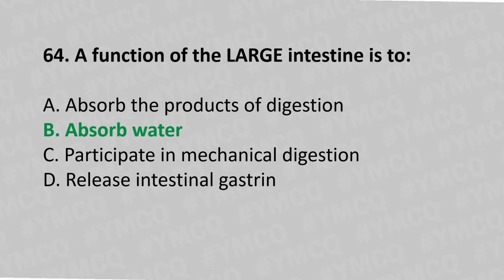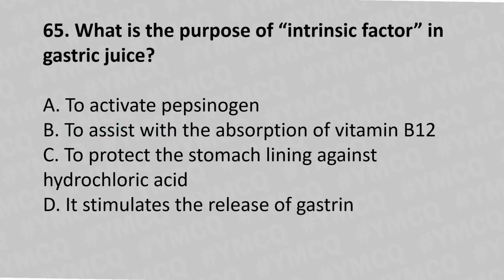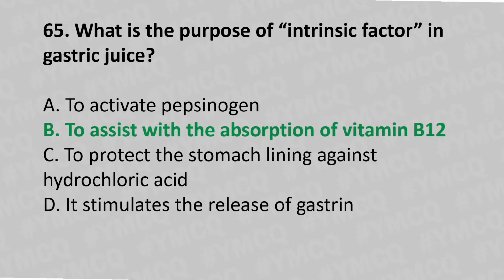Now let's move to question number 65. What is the purpose of intrinsic factor in the gastric juice? Option A, to activate pepsinogen. Option B, to assist with the absorption of the vitamin B12. Option C, to protect the stomach lining against hydrochloric acid. Option D, it stimulates the release of gastrin. And the answer is option B, to assist with the absorption of the vitamin B12.